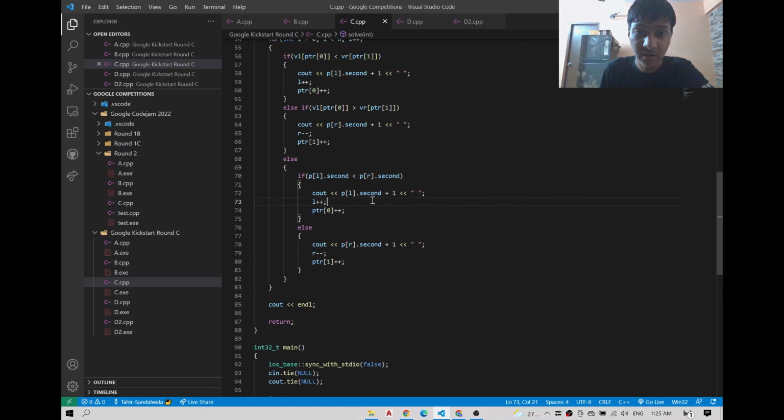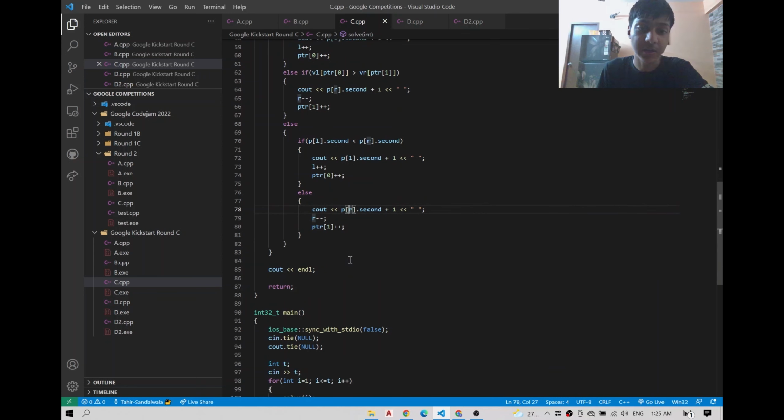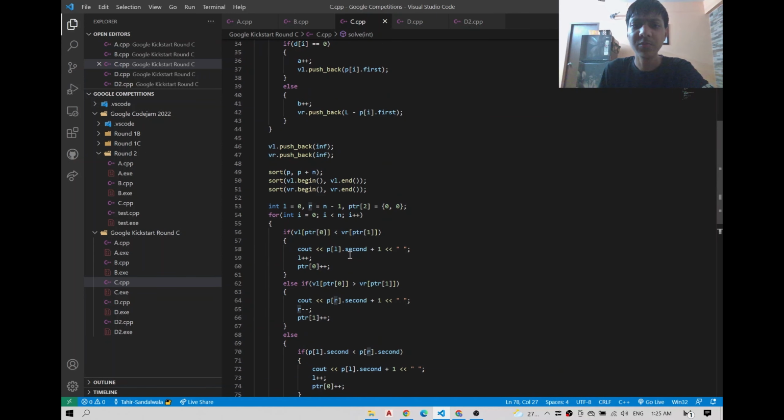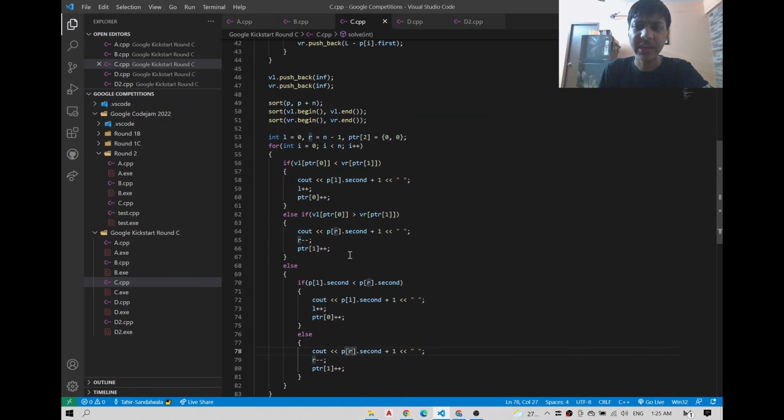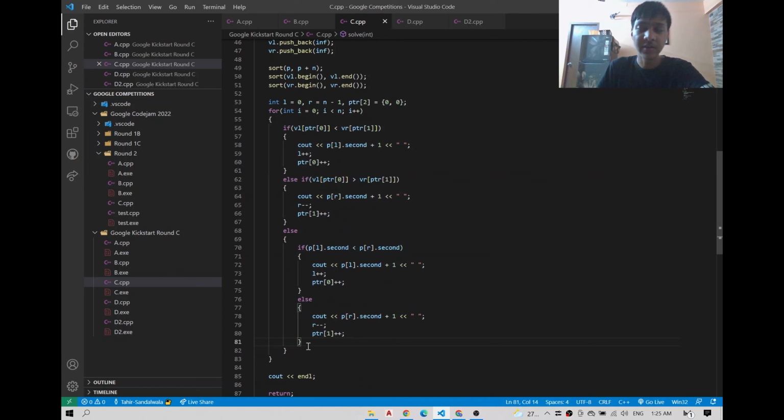If it is, then I print the index corresponding to the left hand, and again I do L plus plus, PTR0 plus plus. Or else I print the index corresponding to the right hand and I do R minus minus, PTR1 plus plus. So this will basically print the indices of the ants in the order in which they fall off the stick. This whole part takes care of comparing whether the next ant is going to fall from the left part or the next ant is going to fall from the right part, which one falls first.